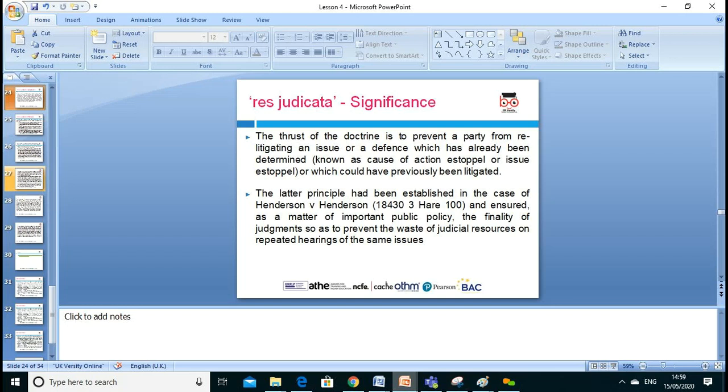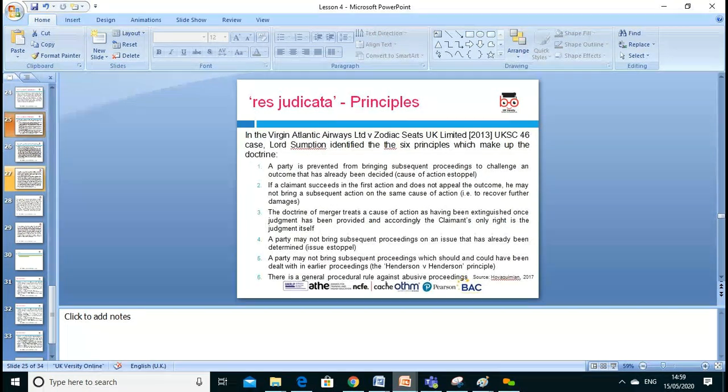Of the judgment, so as to prevent the waste of judicial resources on repeat hearings of the same issue. So we need to look at how significant it is for the welfare of society and the wider interest. Does it need to be amended or not? Anybody any question?